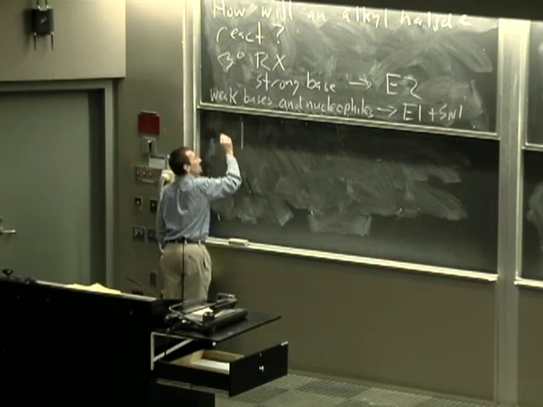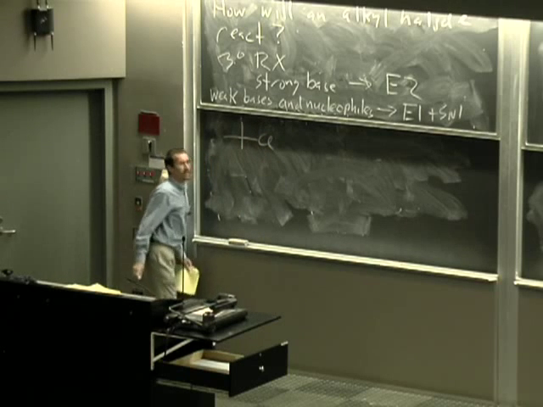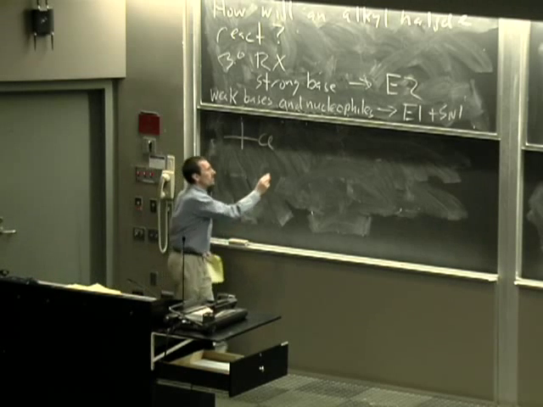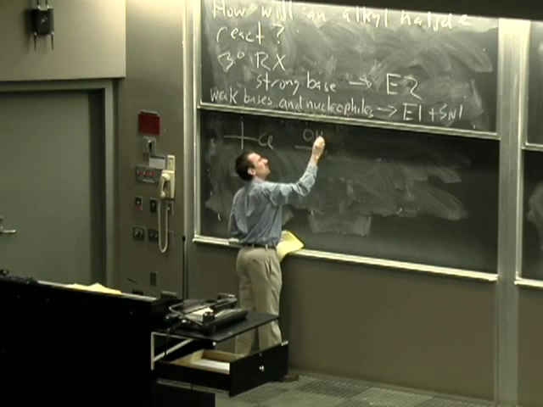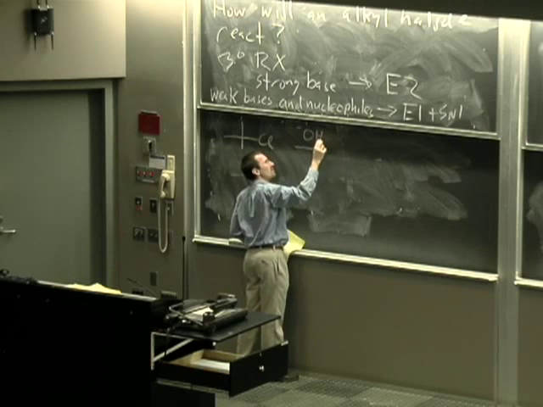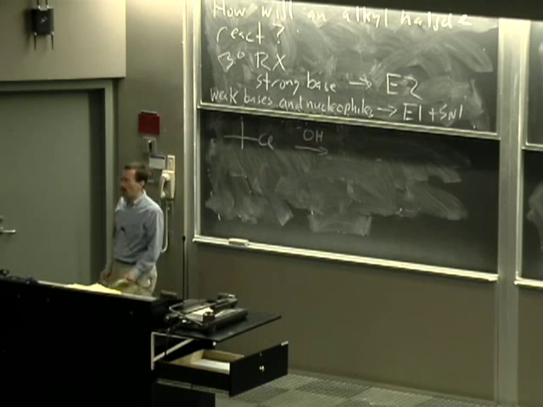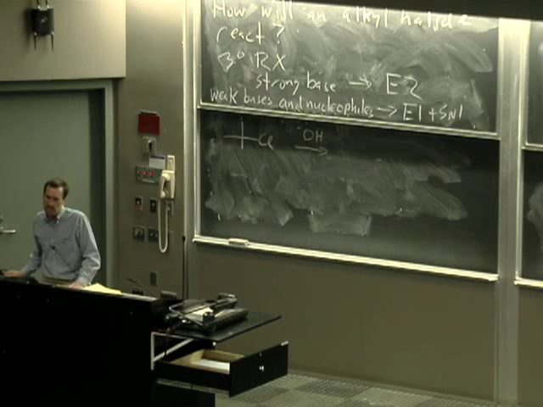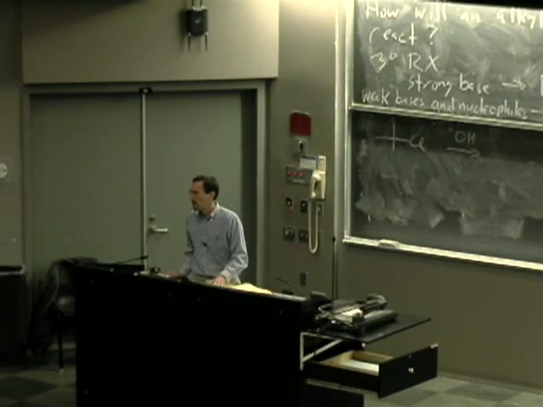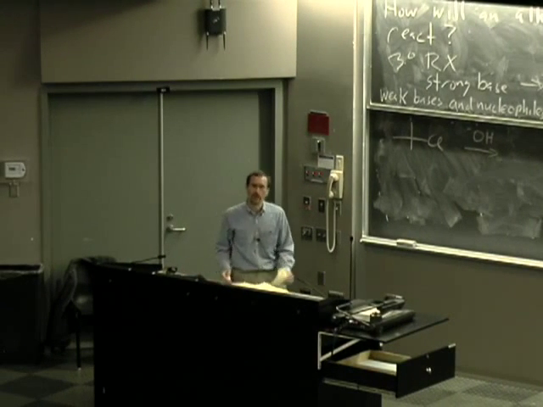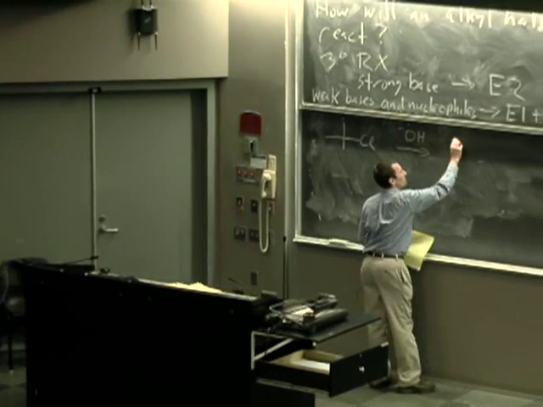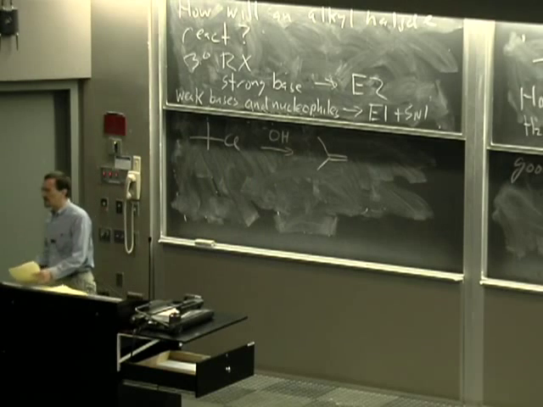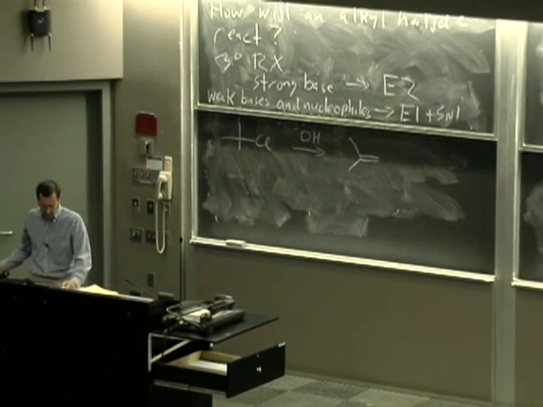Tert-butyl chloride, just to give us a little bit of variety here, with, let's say, hydroxide, something say from sodium hydroxide or potassium hydroxide, with sodium or potassium as a counterion. Strong base, tertiary alkyl halide, classic conditions for an E2 elimination reaction. We're going to pull off those beta protons with that strong base and give rise, in this case, to isobutylene.